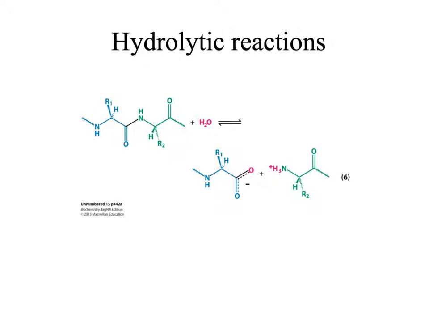Hydrolytic reactions: here we are cleaving a bond by adding water. These types of reactions are commonly used to break down larger substances. In this particular example, we are breaking a peptide bond by adding water. So the peptide bond is broken here. You use water to cleave this bond, and you end up with two substances.